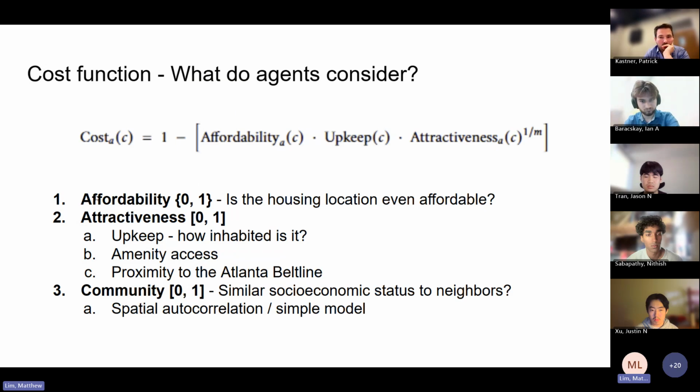And they observe cost as a metric of three things. Is the census tract affordable to me? Do I like the census tract in general, in terms of does it have a lot of shops? Is it close to the Beltline, etc.? And the third metric is how similar is our neighbor's socioeconomic status compared to mine. And this is just a measure of income. So if they're surrounded by similarly wealthy agents, then they like that census tract. And so these are the metrics by which the agents decide whether they like a census tract or not.